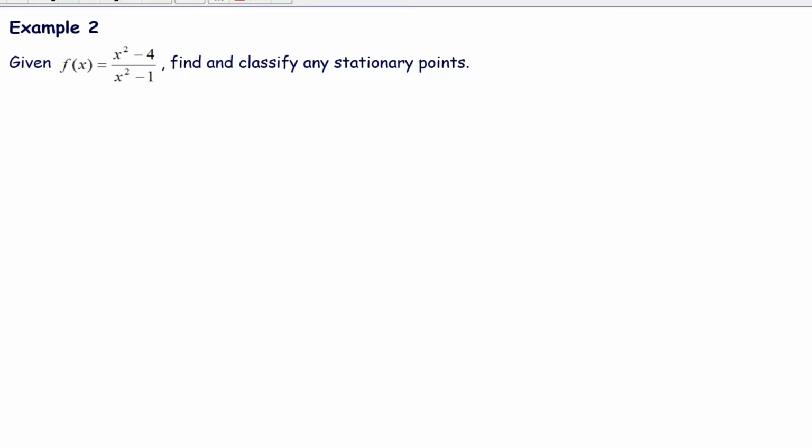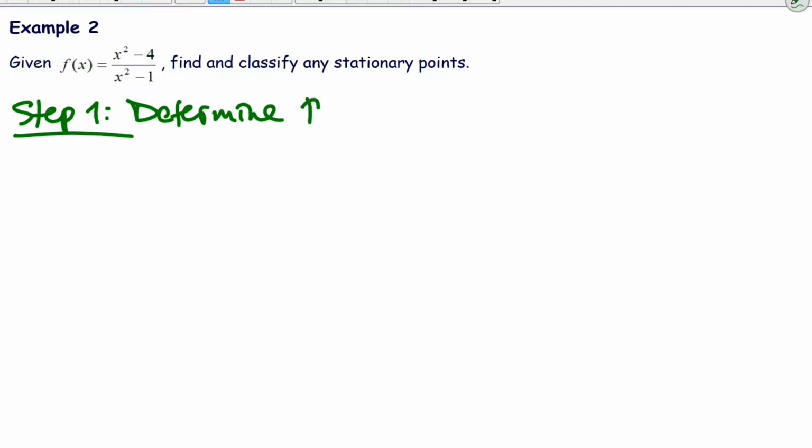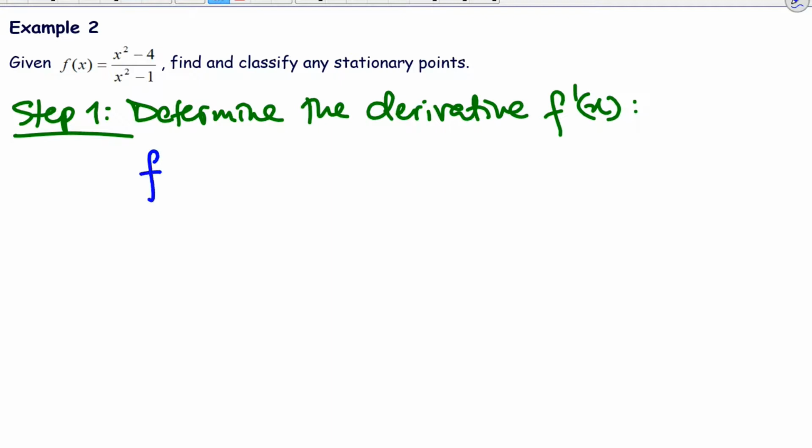Here is another example. Given this function, find and classify any stationary points. So the first step is to determine the first derivative. Step 1, determine the first derivative. Okay, we had already calculated this previously, so I'll just state it here.